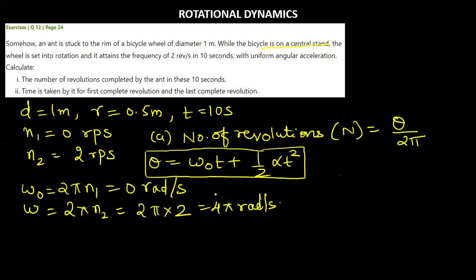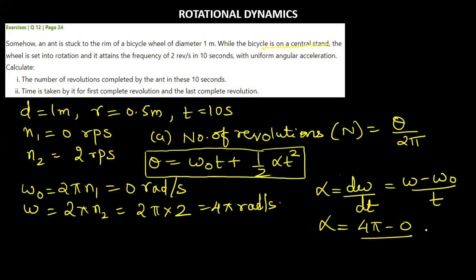So we have obtained omega naught is 0. And now I have taken omega because we know that alpha is change in omega per unit time. The formula for alpha is change in angular velocity per unit time. So change in angular velocity means omega minus omega naught upon t, right? Change in angular velocity means final angular velocity minus initial angular velocity. So final angular velocity is 4 pi, initial angular velocity is 0. So alpha will be equal to 4 pi minus 0 upon t, which is given as 10. So 4 pi by 10. You can keep it as 4 pi by 10 radian per second square. The unit for alpha is radian per second square.